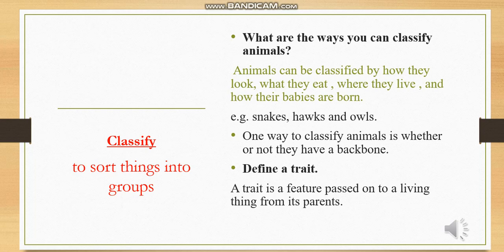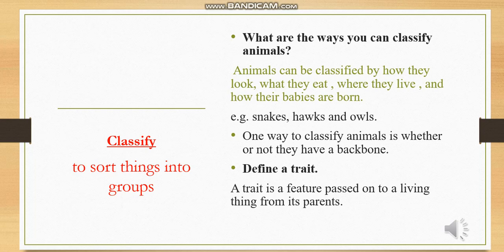You should answer me: animals can be classified by how they look, what they eat, where they live, and how their babies are born. When we say how they look, we're speaking about their outer appearance; what they eat, the food; where they live, in water or on land; and how their babies are born, if they are going to reproduce by hatching or giving birth. For example, a group of animals that eat mice can include snakes, hawks, and owls. A group of animals that fly can include hawks and owls, but not snakes.